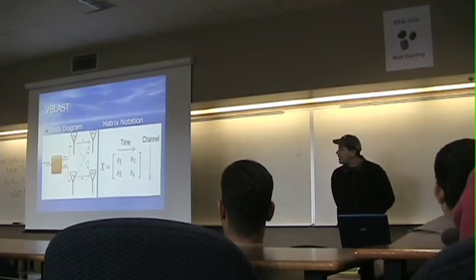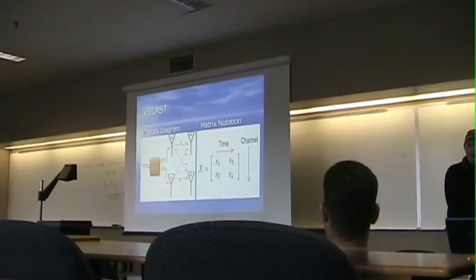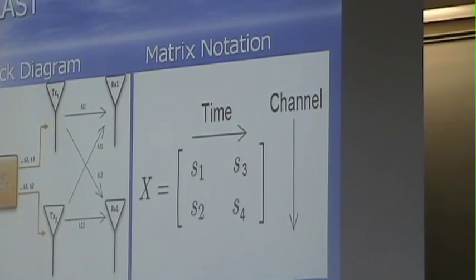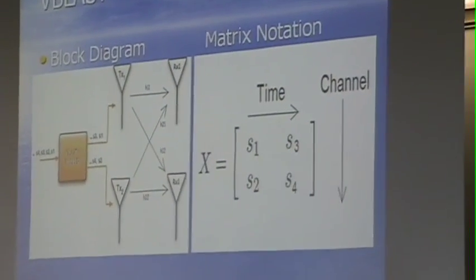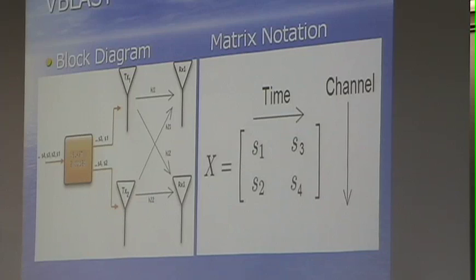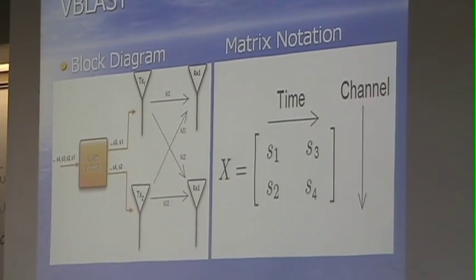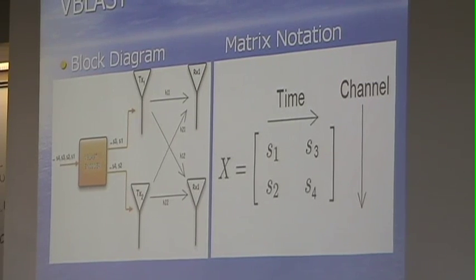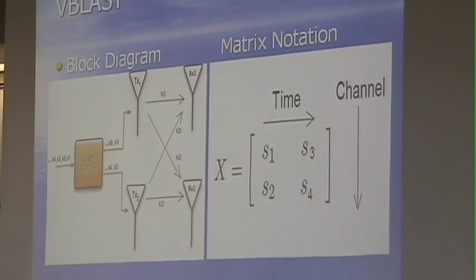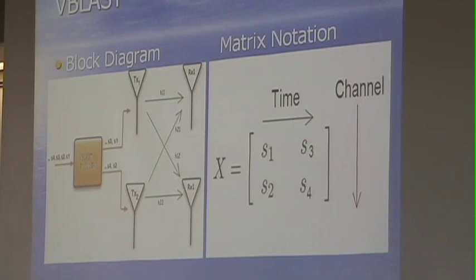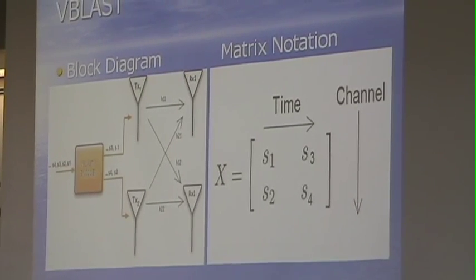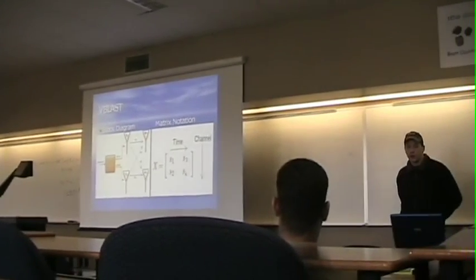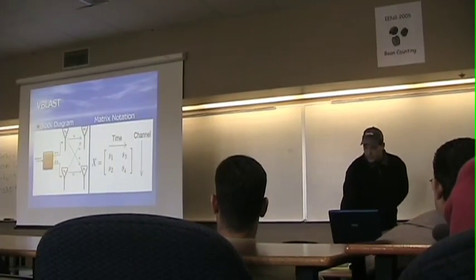Again, I have the same sort of matrix notation here. It's important to point out too, for this type of code, we have to have the same number of transmit antennas as receive antennas, or this type of code will not work. At time 1, we're just simply transmitting symbols 1 and 2 from antennas 1 and 2 respectively. And then at time 2, we're transmitting symbols 3 and 4 from antennas 1 and 2 respectively. So that means over 2 symbol periods, we're transmitting a total of 4 symbols, which means we have a coding rate of 2, so we've increased our throughput.